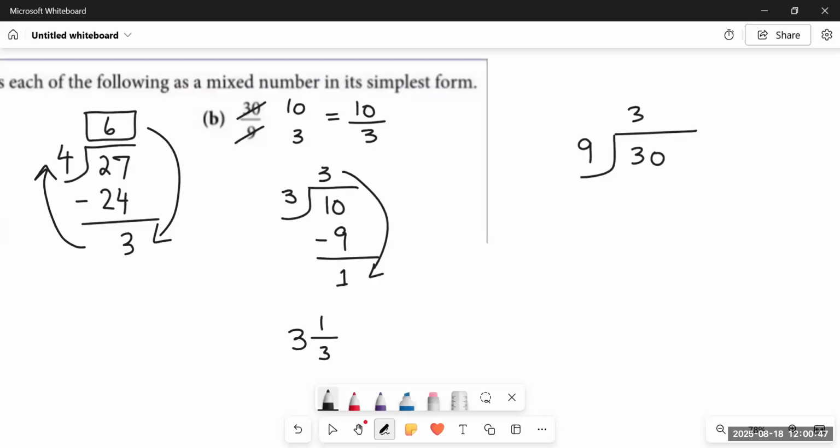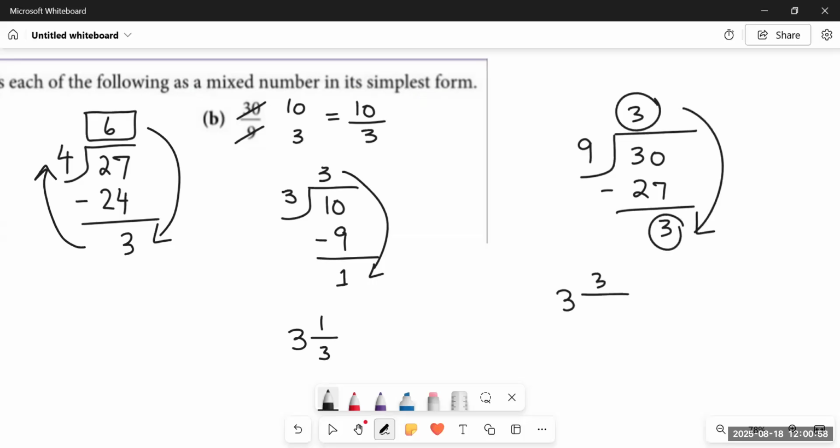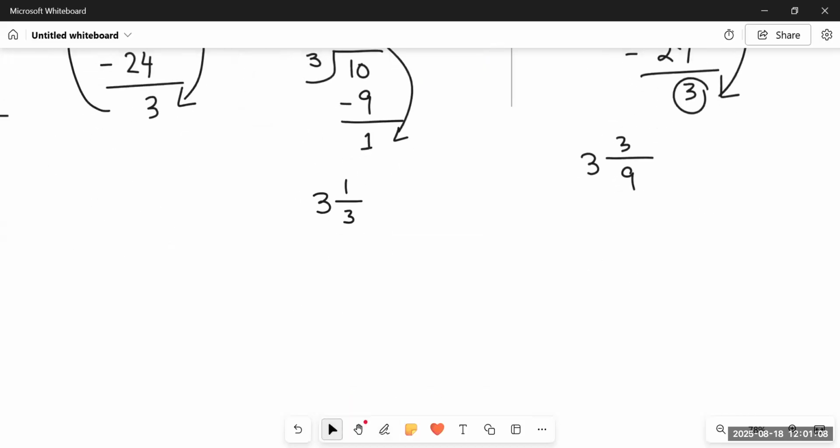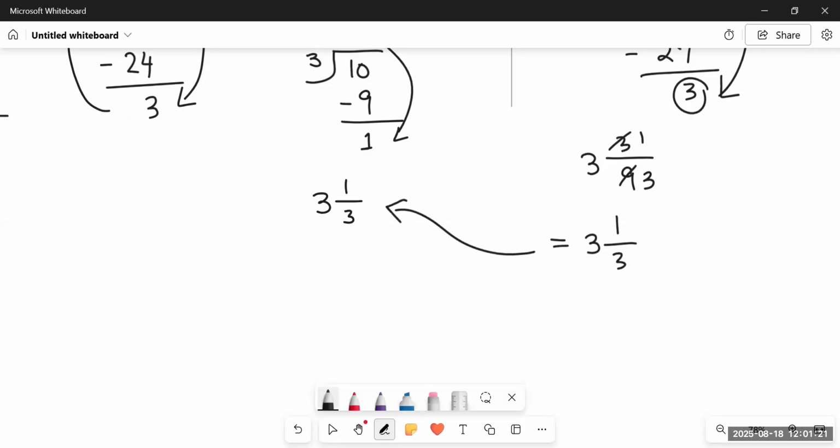9 threes are 27. Here comes 3 as the remainder. So this becomes the whole number, this one is the numerator, and here comes the denominator. But always remember one thing: when the numerator and the denominator can be simplified, we will always simplify. So I can simplify 3 with 9, 3 ones are 3, 3 threes are 9. So the answer would be 3 whole 1 by 3, the same as the answer we got from the previous method. Okay, students?